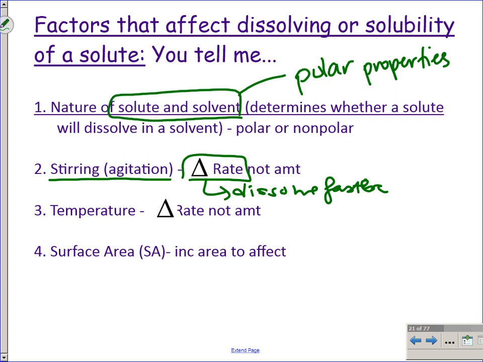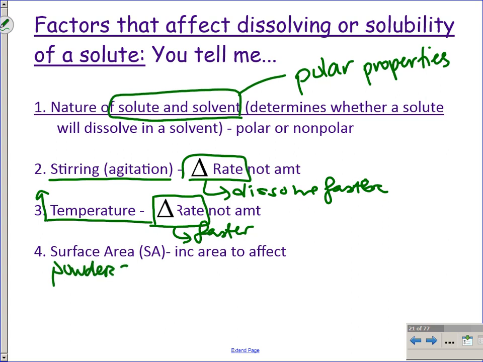Same thing with temperature. Temperature increases the rate at which it dissolves, so it makes it dissolve faster. That is, if you increase the temperature. If you decrease the temperature, you can probably imagine it slows down the process of dissolving. But eventually it will max out at a particular amount and it can't dissolve more. And then the surface area. Powdered sugar versus a block of sugar, which one will dissolve faster?